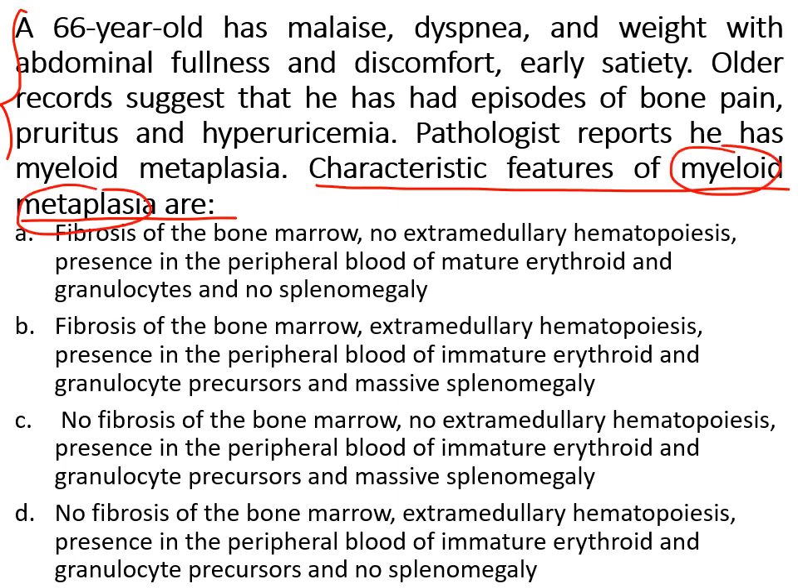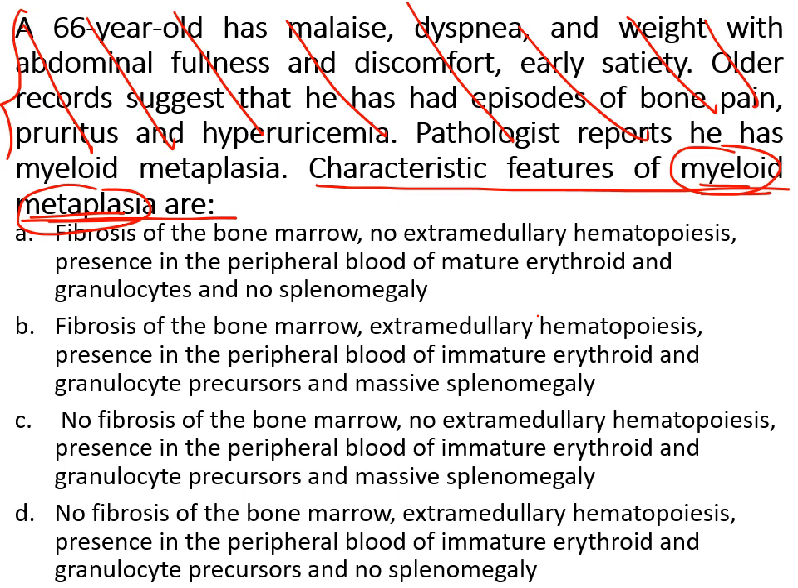Characteristic features of myeloid metaplasia are. So you do not need to read the rest of the question because you've got the diagnosis already. The examiner has given you the diagnosis. When you have such a question, what you do is, if the options are also long, read the options: fibrosis of the bone marrow, fibrosis of the bone marrow, no fibrosis of the bone marrow, no fibrosis of the bone marrow.